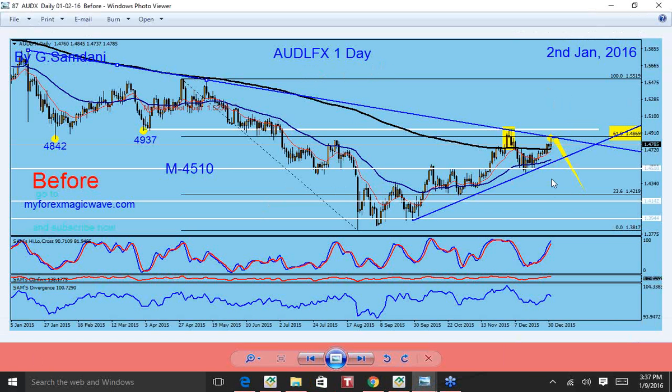Boom, the pair moves. It depends on which currency is on the left side and which is on the right side. But the pair moves. If both currencies are getting strong, or both currencies are getting weak at the same time, the pair ranges.